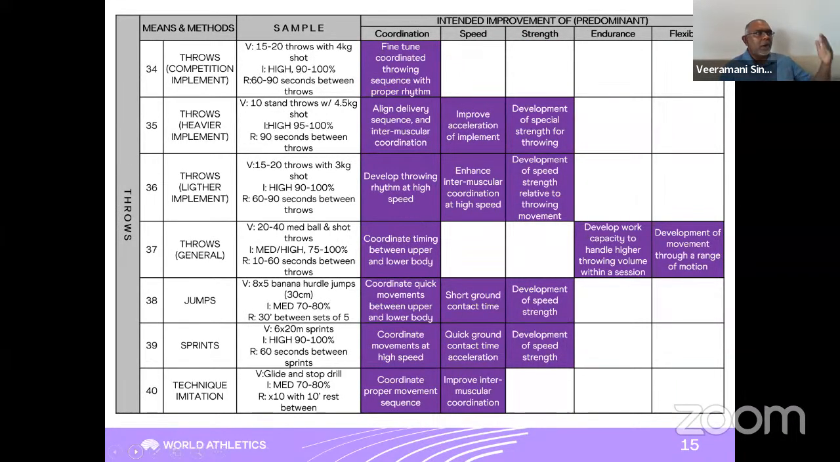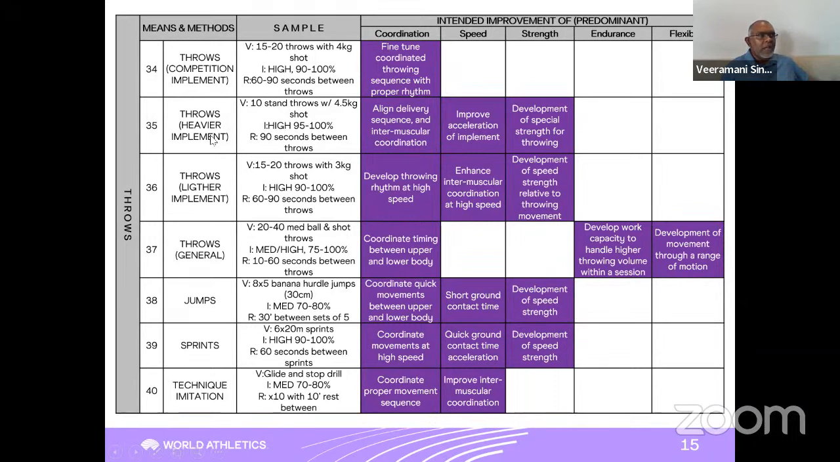Throws, again, competition implements. So using the actual competition implements, very high intensity. We're throwing about 15 to 20 throws. Again, rest should be about 60 to 90 seconds between throws. So this is to help to fine-tune coordination and sequential throwing.